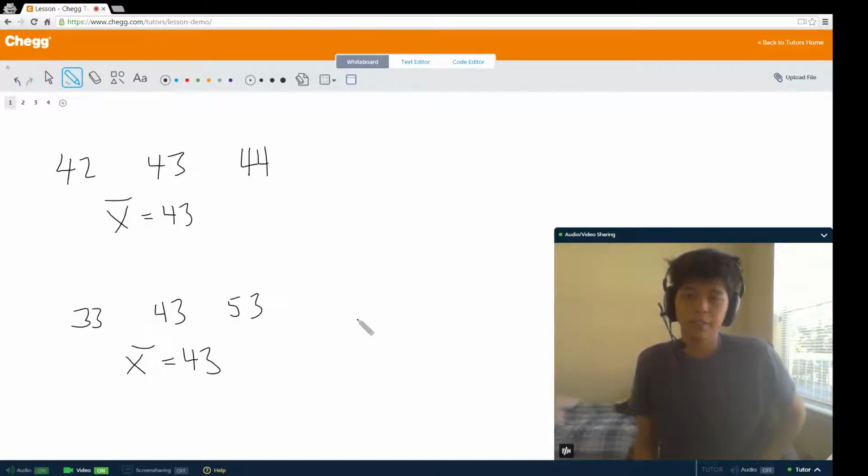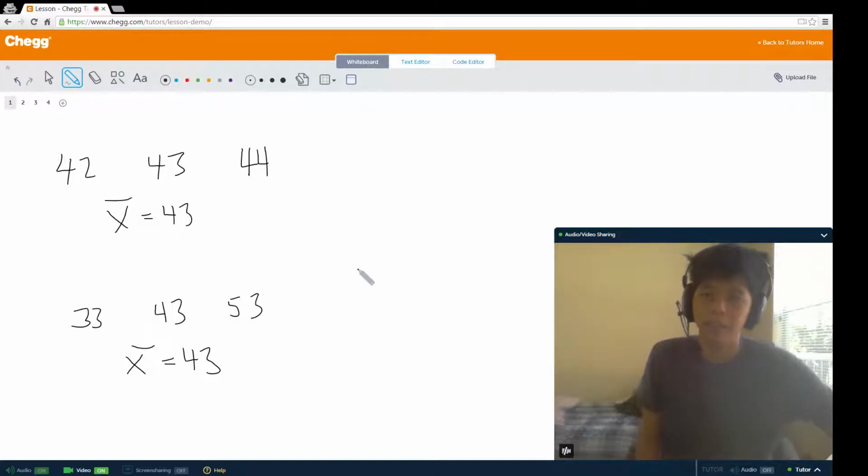So standard deviation tells us, once again, how far on average some point in your data set is away from the mean. So the higher standard deviation is, the further away on average a random point in your data set is going to be from your mean, and vice versa.